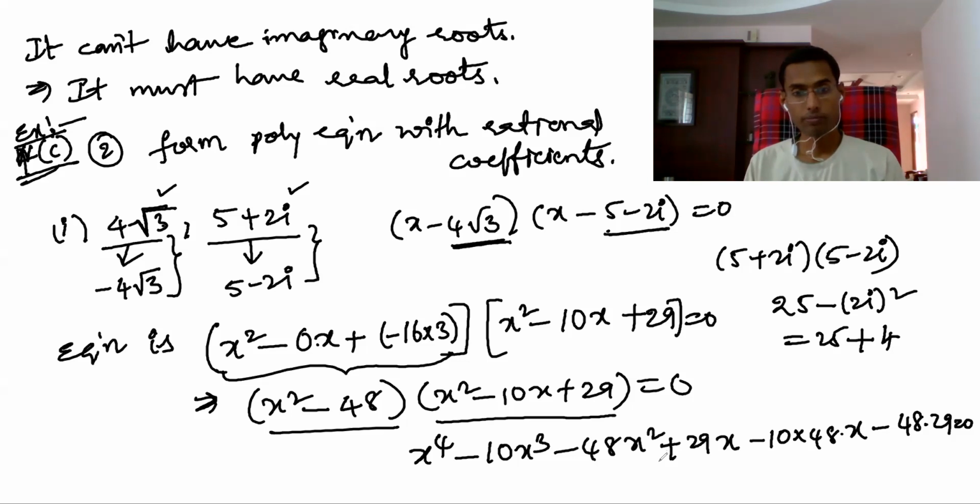Then you get the equation. This is the fourth degree term and this is the third degree term, and then the x square terms: minus 48 into x square plus 29 into x square, which is 29 into x square minus 48 into x square. And then the x term: minus 10 into 48 into x.